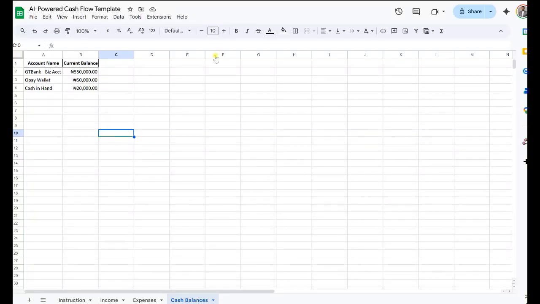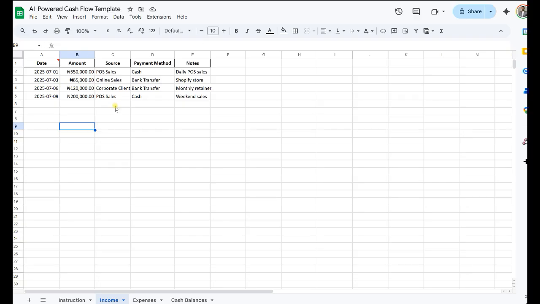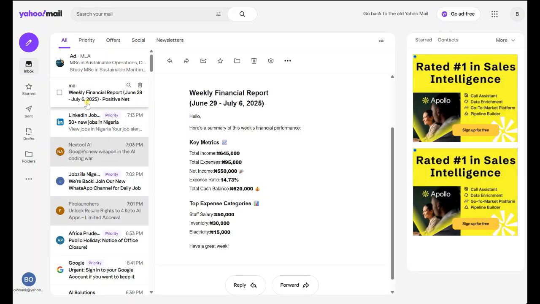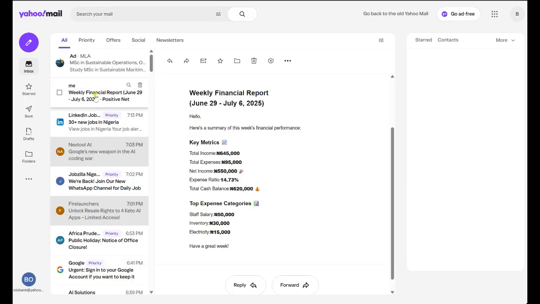So remember that all you needed to do was to just input data or ask someone to input the data, and then the system will work on autopilot. So let's see. You can see that the report is here.